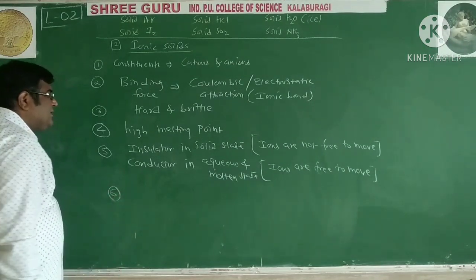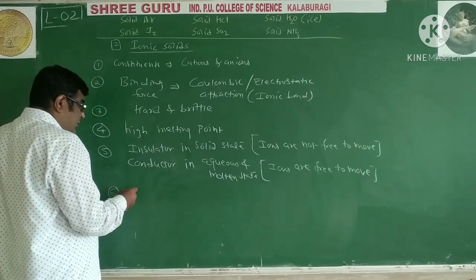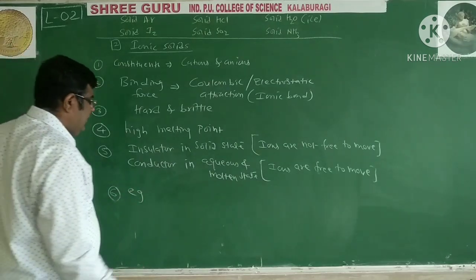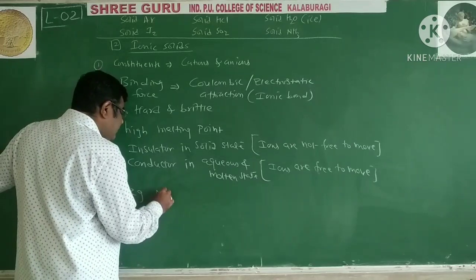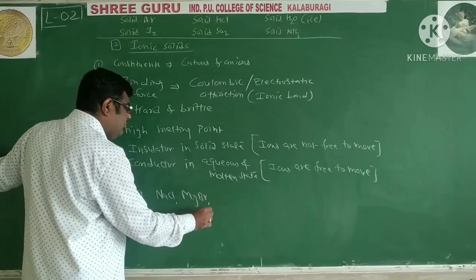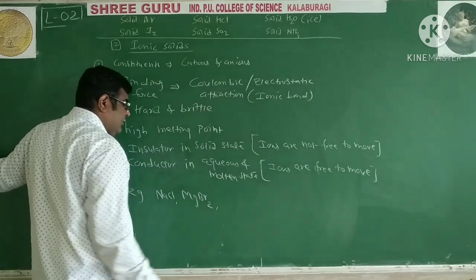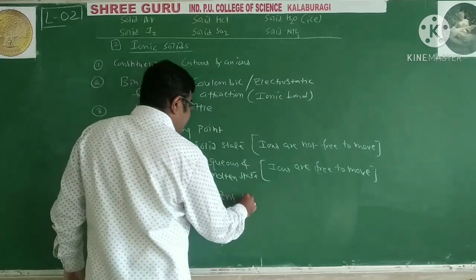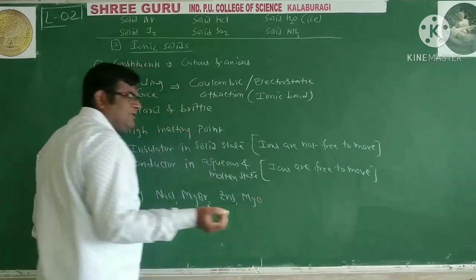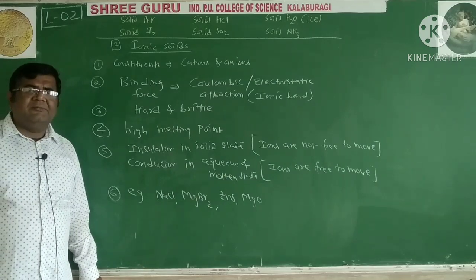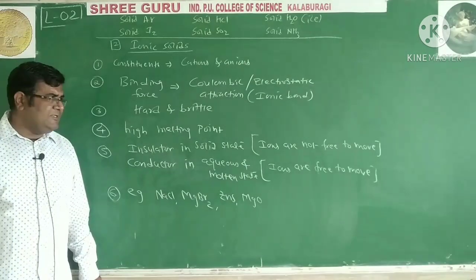Sixth point, examples of this type of solids are sodium chloride, magnesium bromide, zinc sulfide, magnesium oxide. Many examples. All ionic compounds are nothing but ionic crystalline solids.